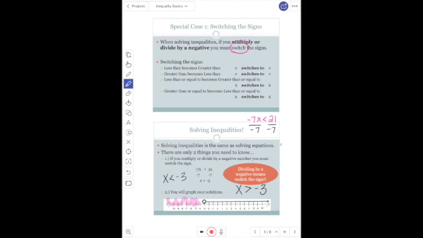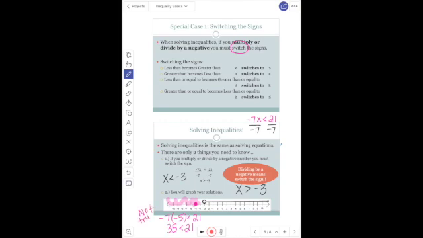So those are not true, but we're going to show you why. Let's pick a value. So I'm going to pick -5, and I'm going to plug -5 into my inequality. So -7 times -5 is less than 21. Well, -7 times -5 is 35, less than 21. That is not a true statement.